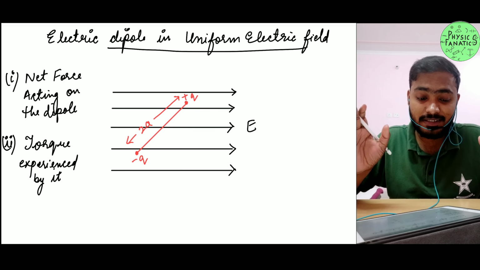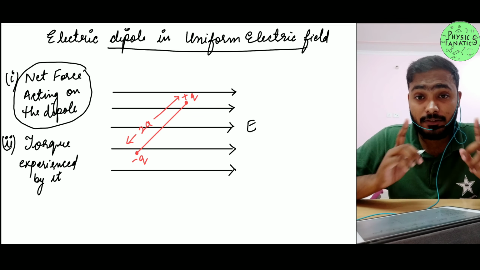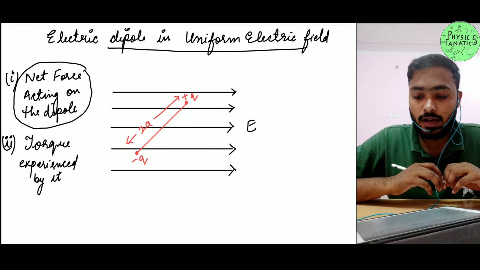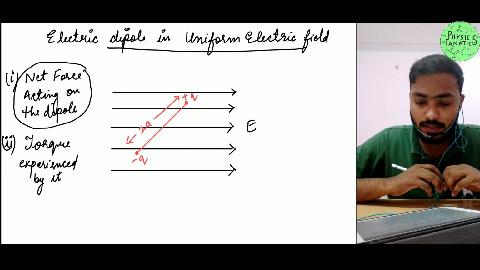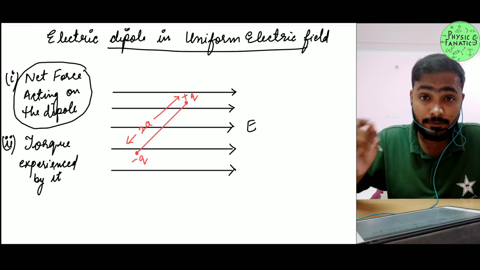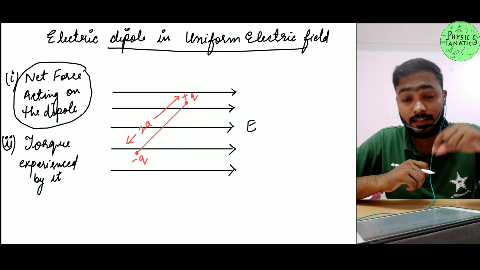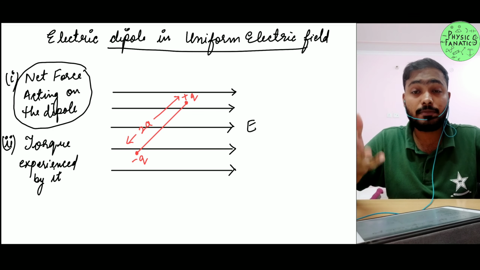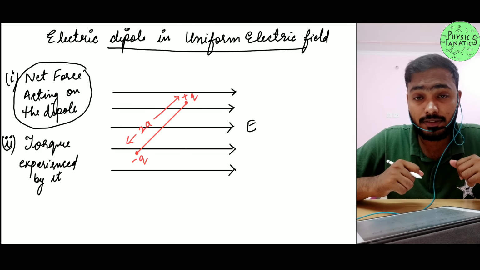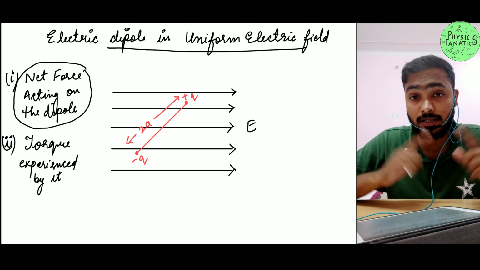So let's first talk about the net force acting on the dipole, that is the total force acting on this dipole. Now how am I going to find that out? It's very simple. We have our notes to refer to. The first note was, if a positive charge is kept inside an electric field of E, then it's going to experience a force in the direction of the electric field. And if you have a negative charge, it's going to experience a force opposite to the direction of the electric field. Yes or no?